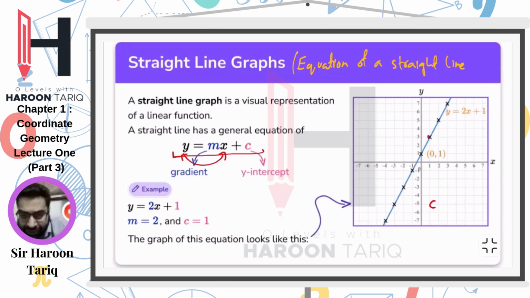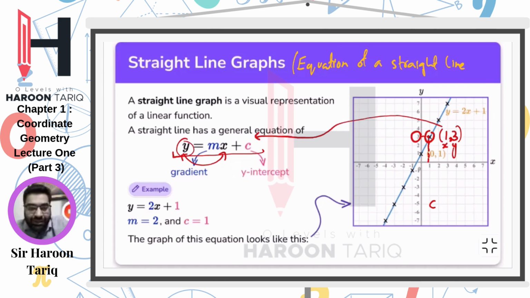So if I take, for example, this coordinate here, I'm focusing on this coordinate. What's my x-axis value? 1, comma, what's my y-axis value? 3. So here my x is 1, my y is 3. So I can replace this x and y value in this equation, like replace y with 3, x with 1.